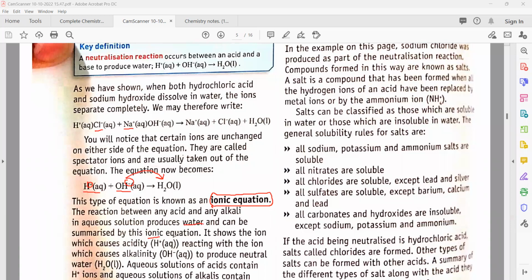The reaction between an acid and any alkali in aqueous solution produces water and can be summarized by the ionic equation. So this is the simplest formation of water from acid and base, and this is called an ionic equation. If somebody asks you, especially in a quiz or in the exam, what is an ionic equation? You can easily give the definition. In aqueous solution it produces water and can be summarized by this as an ionic equation. It shows the ions which cause acidity, very well, H positive ion or proton donor, reacting with the ions which cause alkalinity, OH negative ions, to produce a neutral water molecule.